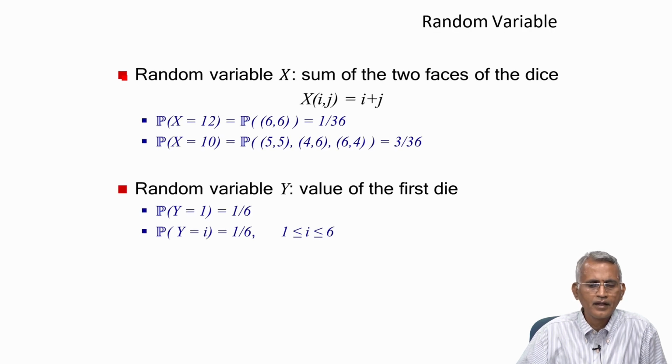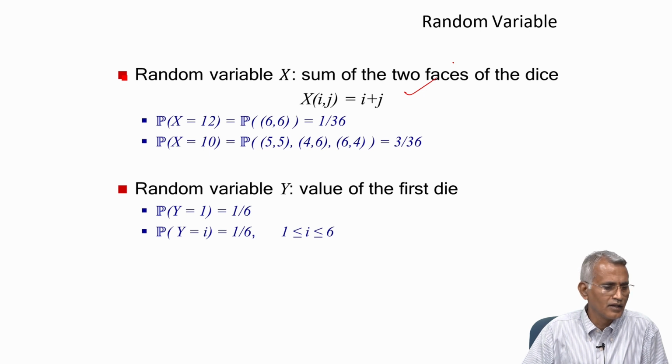Then the random variable X is the sum of the two faces of the dice, denoted by X of (i, j) equals i plus j. Suppose we take the probability of X equal to 12, which is equal to the probability of (6, 6). The total number of outcomes is 36 and the only possibility for the event is (6, 6), therefore the probability is 1 by 36.